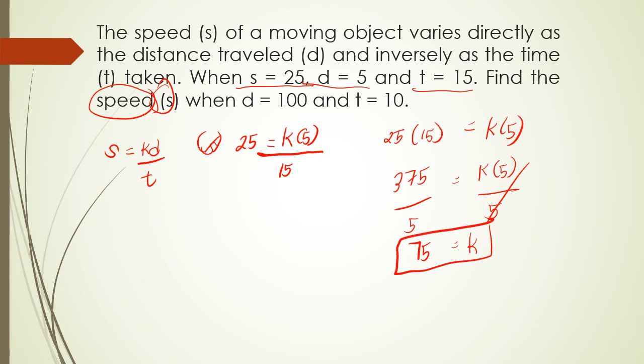So, naintindihan po? Meron na tayong constant of variation. Ngayon, anong hinahanap? Speed. So, substitute mo na. S is equal to 75, ang constant of variation, and the distance, when the distance is 100, and the time is, so sa babaan time, 10. Okay. So, mumultiply natin. S is 75 times 100. That would be 7,500 divided by 10. That is S is equal to 750. Ito yung final answer, which is 750. So, madali lang naman siya.